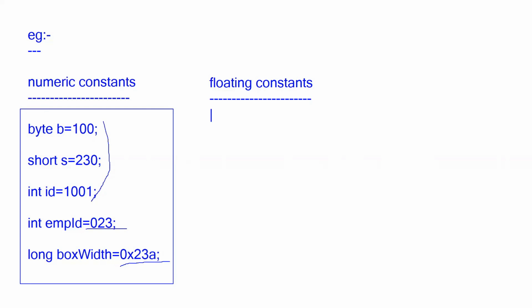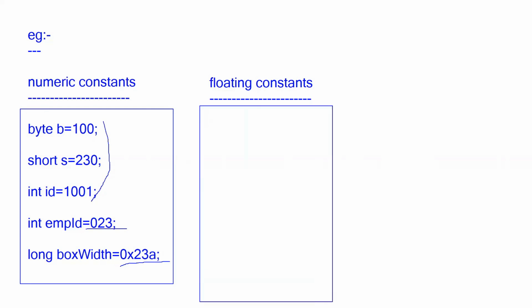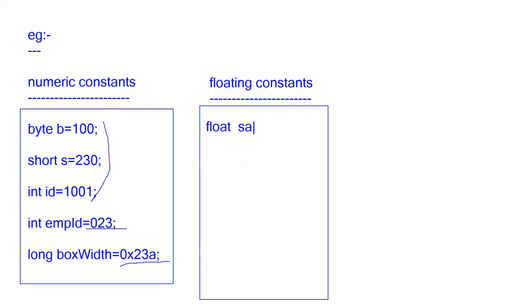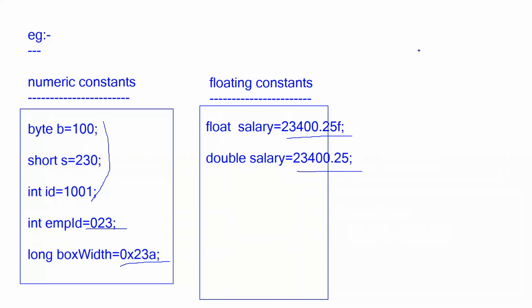So how will the floating point constants be? They will be like this here. I'll be writing here float salary equal to 23400.25f. It is important to give f for a float value. Double salary, suppose if you are taking a double value, then you don't need that f here. So this is a difference. You can see the floating point values, meaning the numbers with a decimal point, you are storing into the variables.